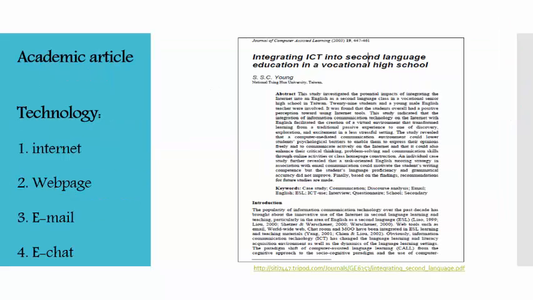In the article "Integrating ICT into Second Language Education in a Vocational High School," the author conducted an investigation about the potential impacts of integrating the Internet into English as a second language class in a vocational senior school in Taiwan. In total, 29 students and an English teacher were part of this investigation. The results of this investigation showed that students were more engaged and keen to learn their foreign language as a result of using the Internet as a learning tool. The study showed that the integration of ICT into the foreign language learning created a virtual environment that changed the way that learning takes place in a traditional classroom.